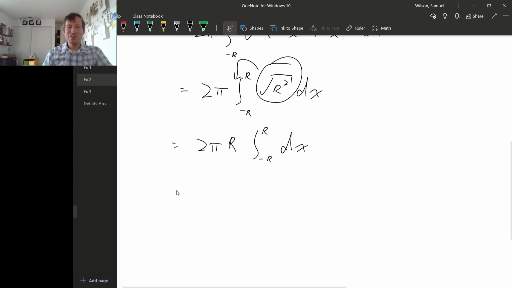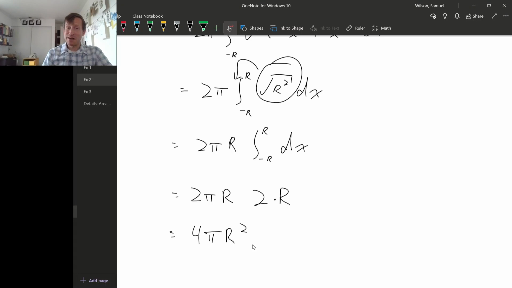But the integral from minus r to plus r is 2r. You can work out the details if you want, but it is 2r. So this is 4 pi r squared. And what do you know? That is the classical formula for the surface area of a sphere. So that's pretty slick. If you had any doubts about the surface area of a sphere before, hopefully now you trust this formula because we just justified it with an integral.